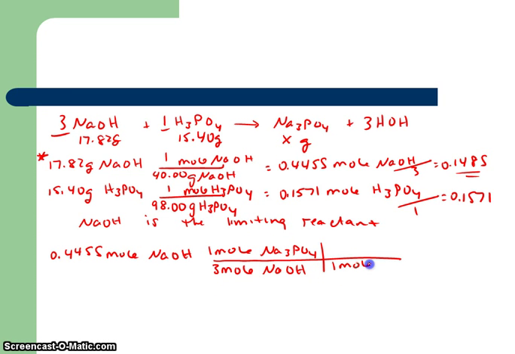1 mole of sodium phosphate is the molar mass, which is 163.94 grams. So we can produce 24.35 grams of sodium phosphate before the sodium hydroxide runs out. And once the sodium hydroxide runs out, we can no longer produce product.